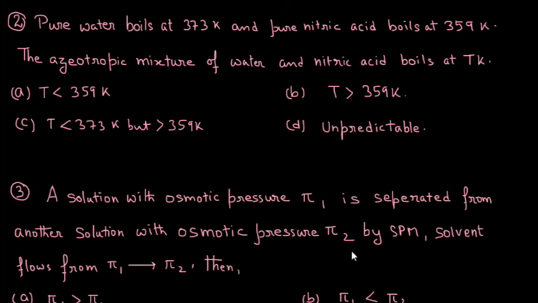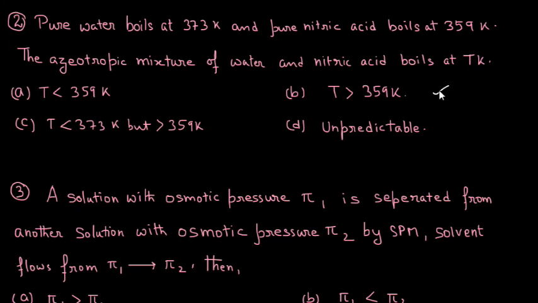Second question, pure water boils at 373 K and pure nitric acid boils at 359 K. The azeotropic mixture of water and nitric acid boils at T K. Therefore, select the correct one from the given options. A, T is less than 359 K; B, T is greater than 359 K; C, T is smaller than 373 K but greater than 359 K; and D, unpredictable.